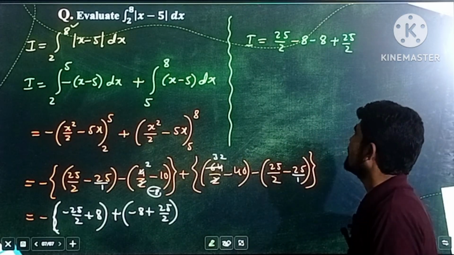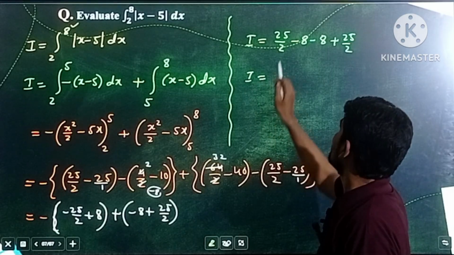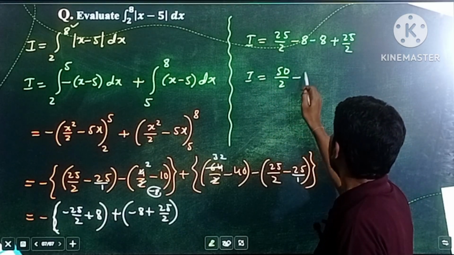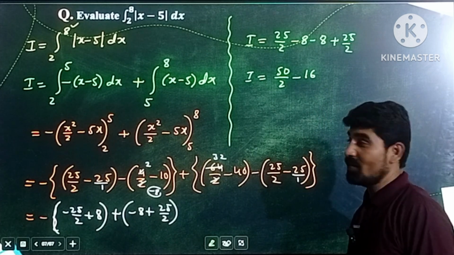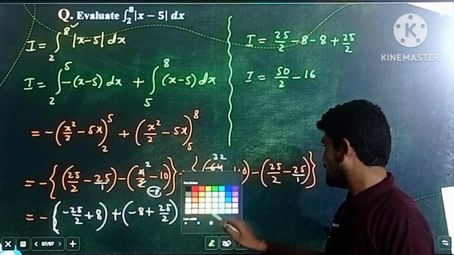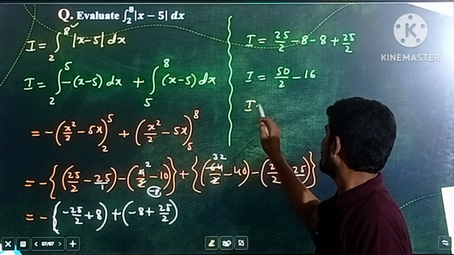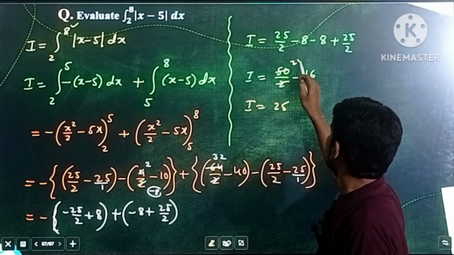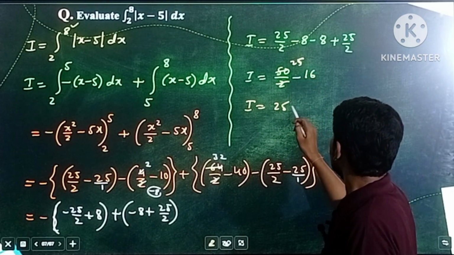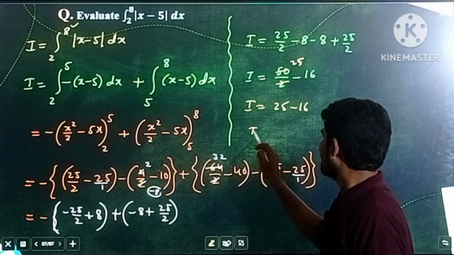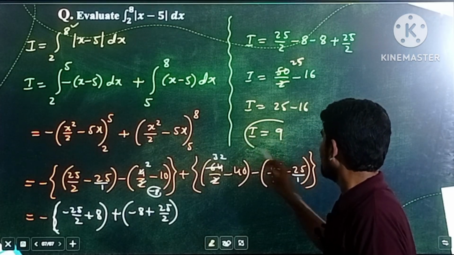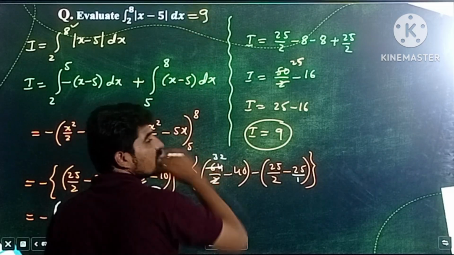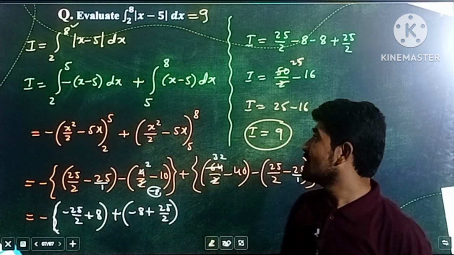I hope all of you are understanding. So I is equal to, see here, 25 by 2 plus 25 by 2 is 50 by 2 minus 16. Now I is equal to 50 by 2, which means 25, because 2 twenty-fives are 50. So then 25 minus 16 is equal to 9. Therefore, the value of this given integration problem is 9. I hope all of you understood.